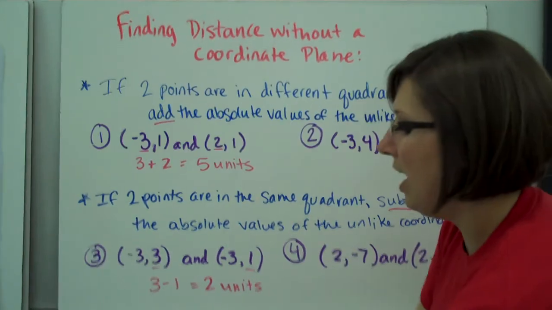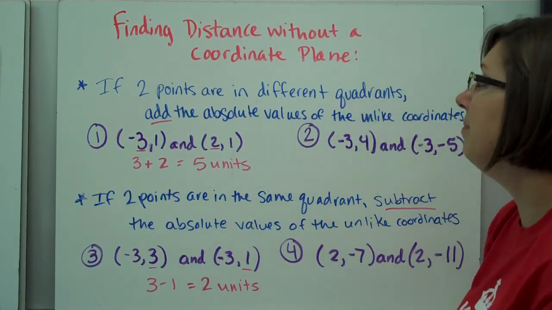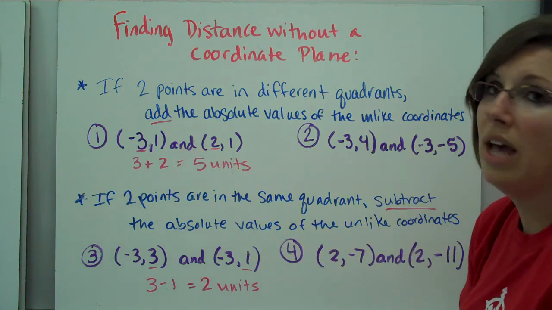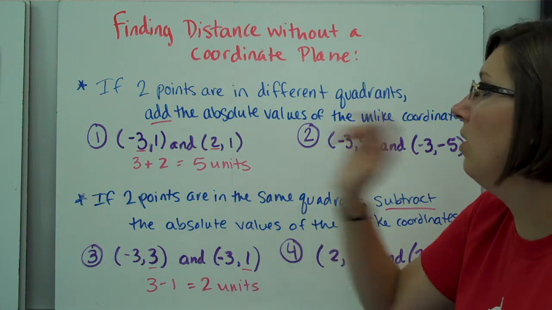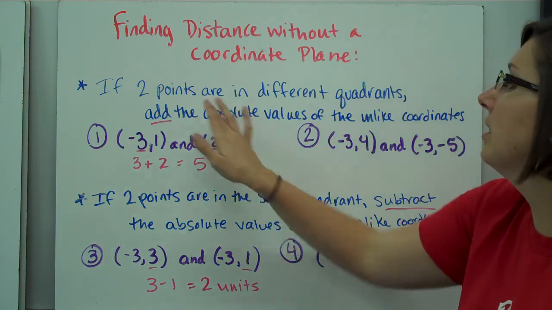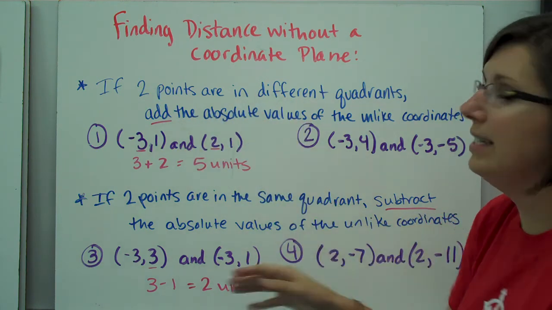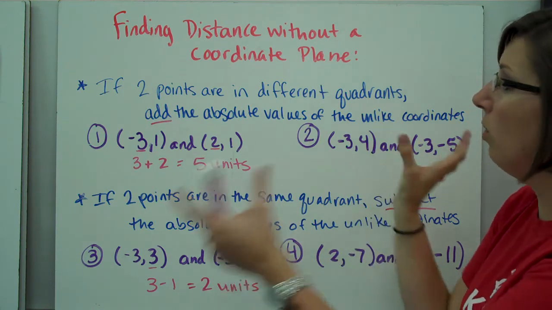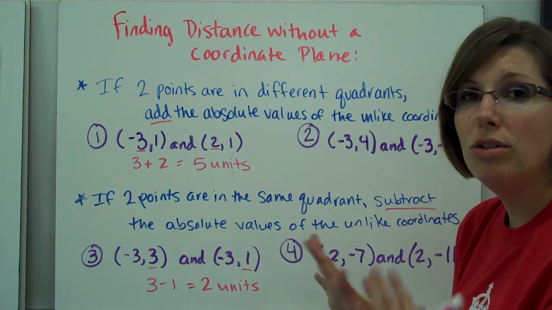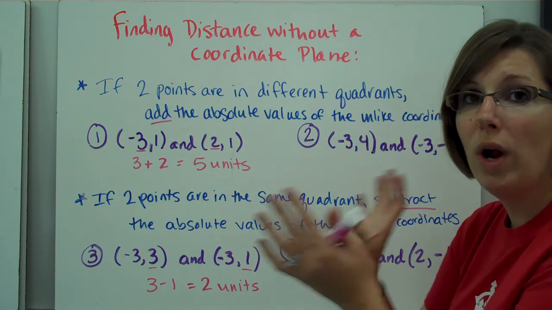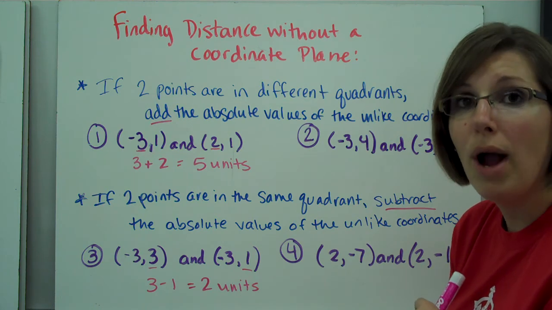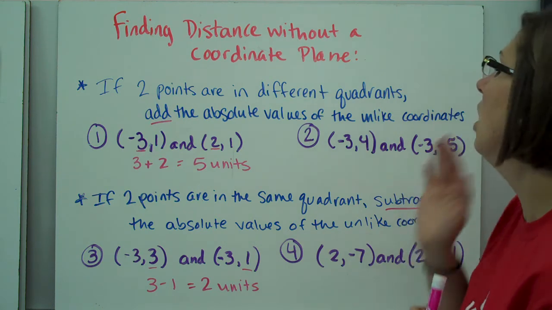So if I did not give you a coordinate plane and I asked you to find the distance between these 2 points, how would you do it? Well, this is how. You have to imagine the coordinate plane and decide: are the points in different quadrants or are they in the same quadrant? Because you treat them differently depending on where they're located. So you have to imagine where they'd be. You have to really practice your graphing first.